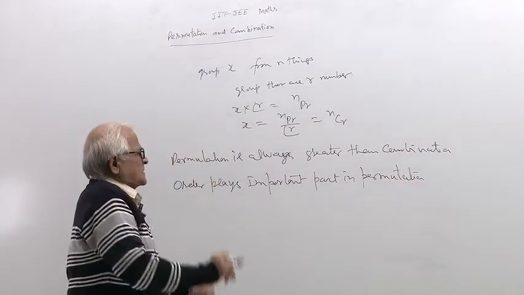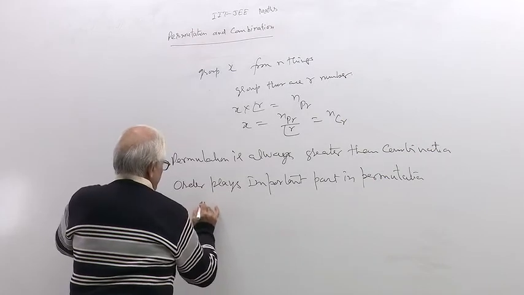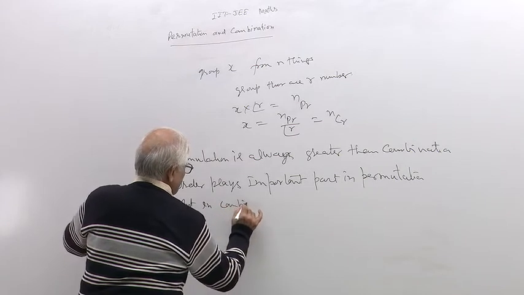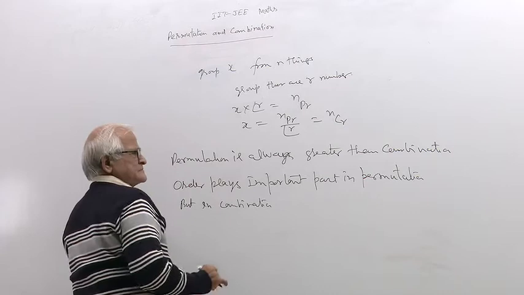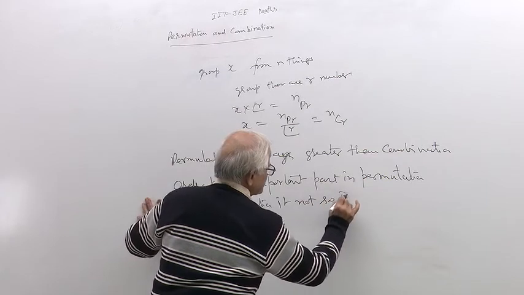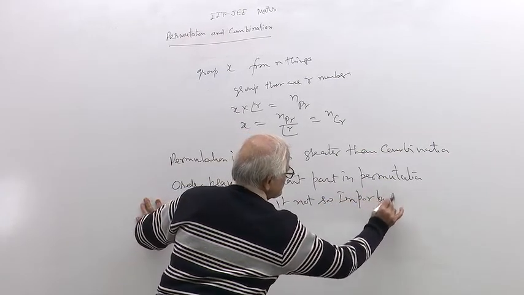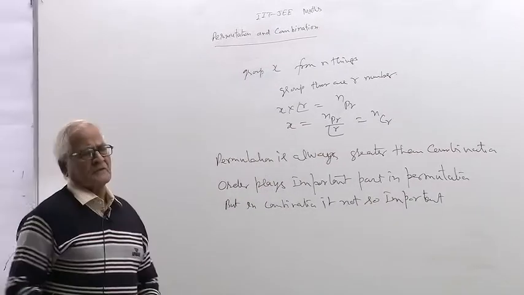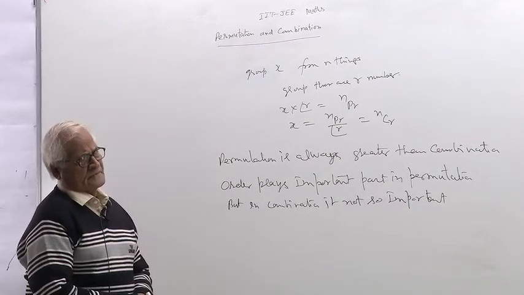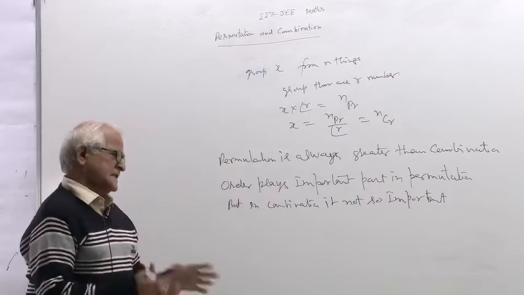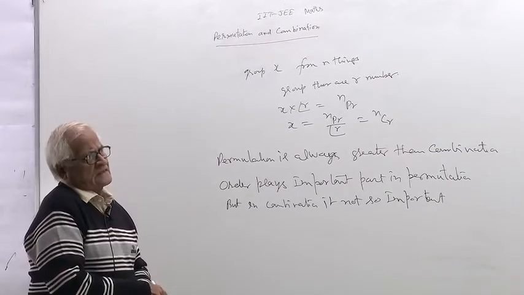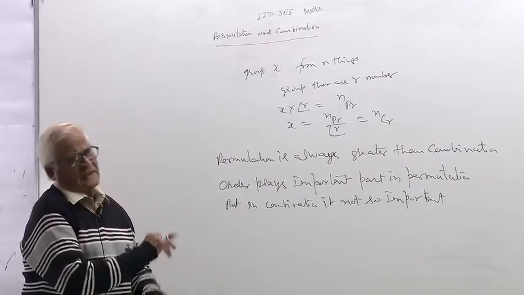Order plays an important part in permutation, but in a combination it is not so important. These are the relation between the combination and the permutation. We deal with the arrangement, with the words, with the numbers, with the digits. We deal with the numbers. We deal with the letters. We deal with the elements.